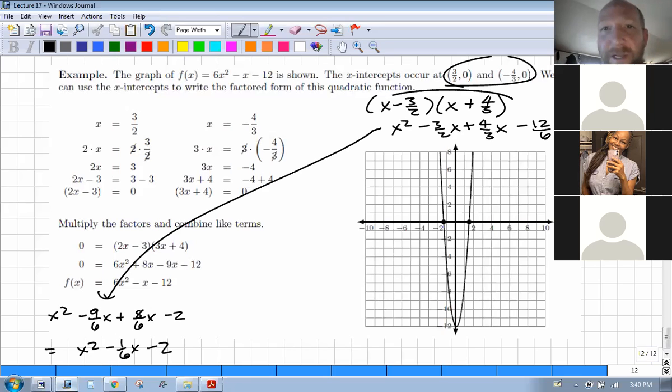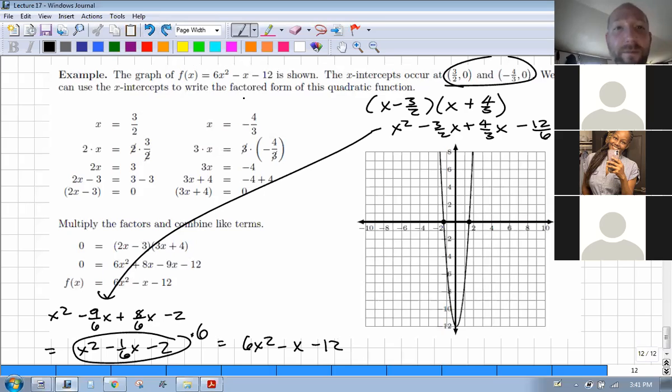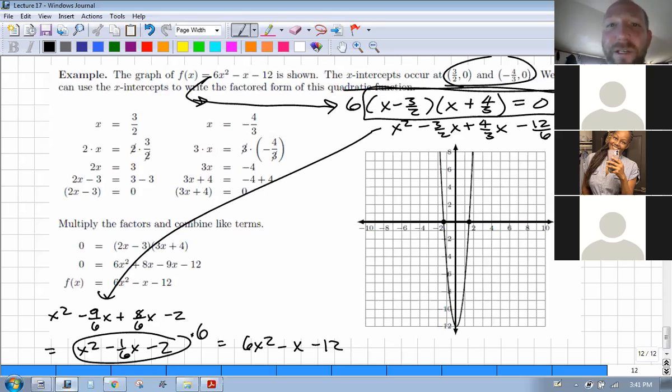So just doing x minus each intercept gave us this, but that's not the function, right? However, if I multiplied this whole thing by 6, then I would get 6x² minus x minus 12, which is exactly what that is. Basically, if I factored this guy, this is 6 times this, right? Because if I set this equal to 0, this has the same solutions as this.